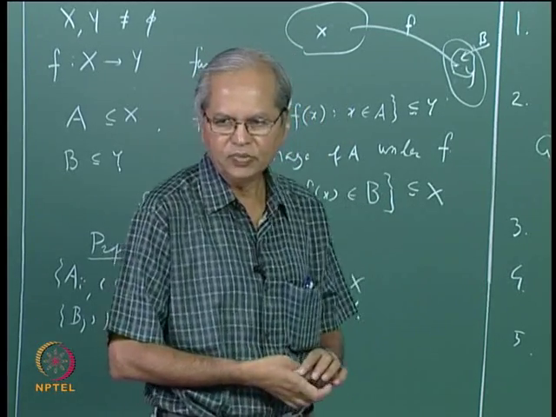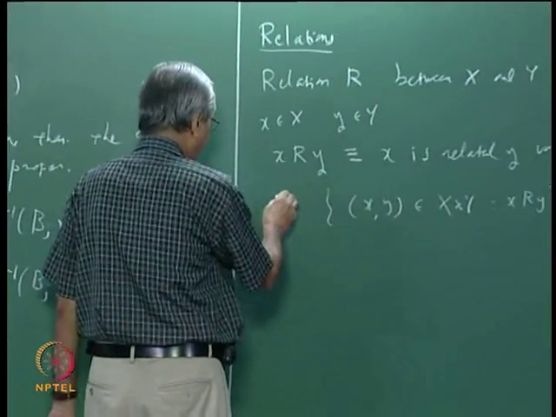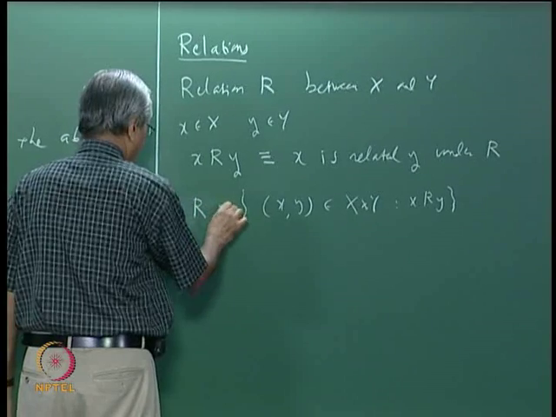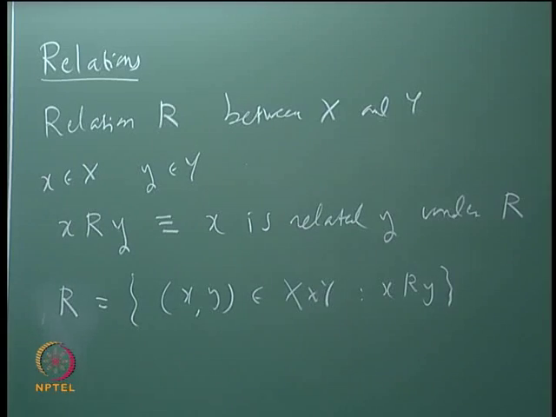A relation is a subset of X cross Y, and that is why we denote this also as R. So one of the ways of defining a relation is to just give a subset of X cross Y that defines a relation from X to Y.